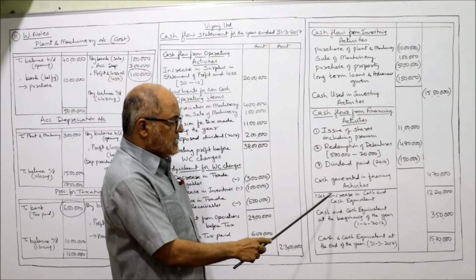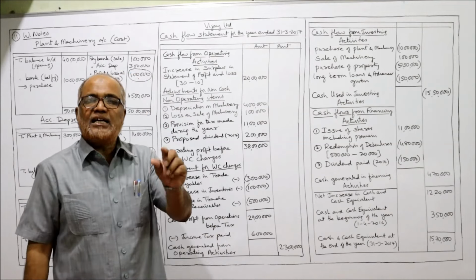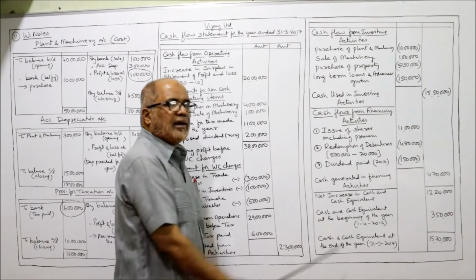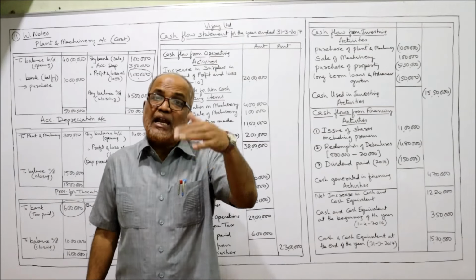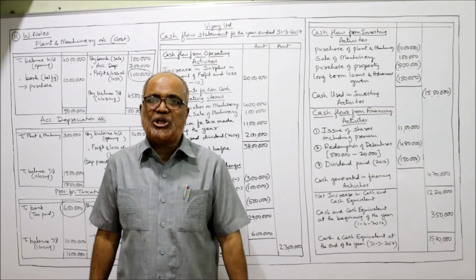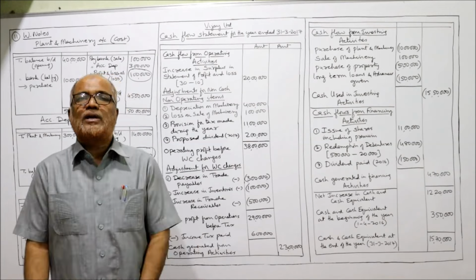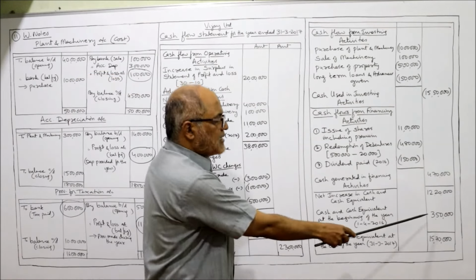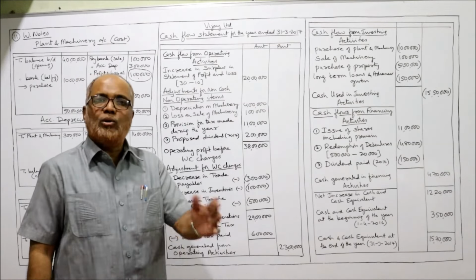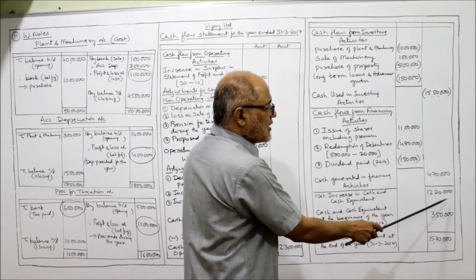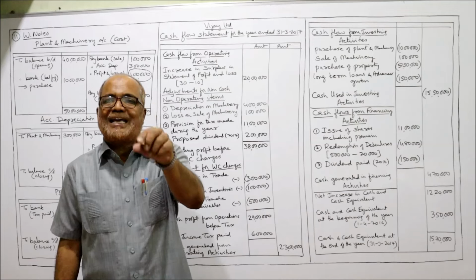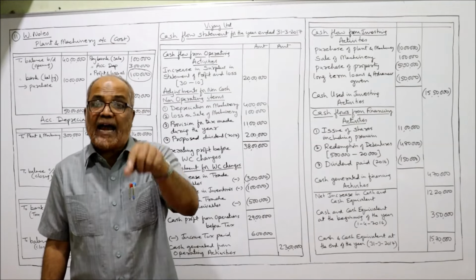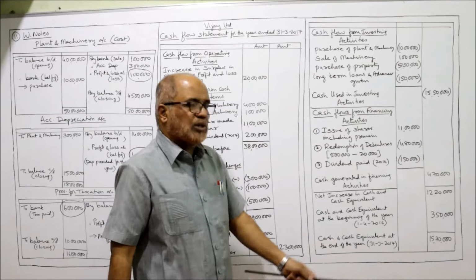So net increase. What should you take? Net increase in cash and cash equivalent. To this we add the cash and cash equivalent of the last year, 2016. In the problem balance sheet you can see cash and cash equivalent last year 3,50,000. Now you add up 12,20,000 plus 3,50,000. 15,70,000 is the cash and cash equivalent at the end of the year, 31st March 2017.